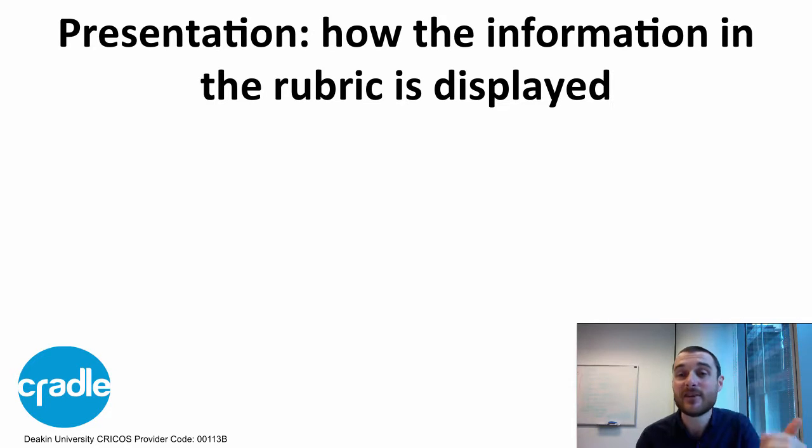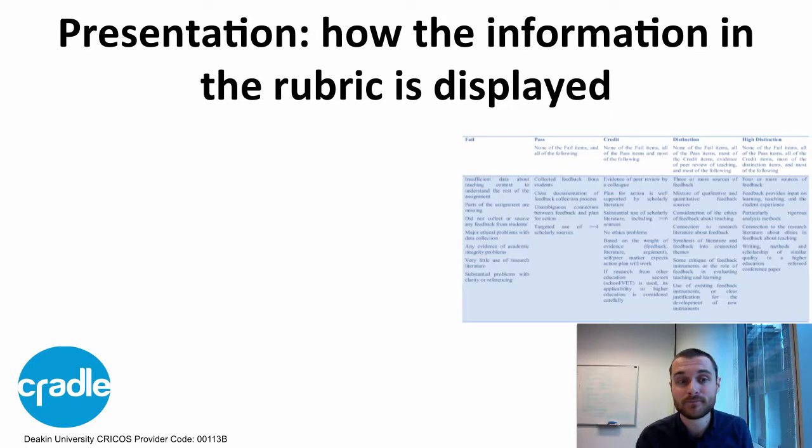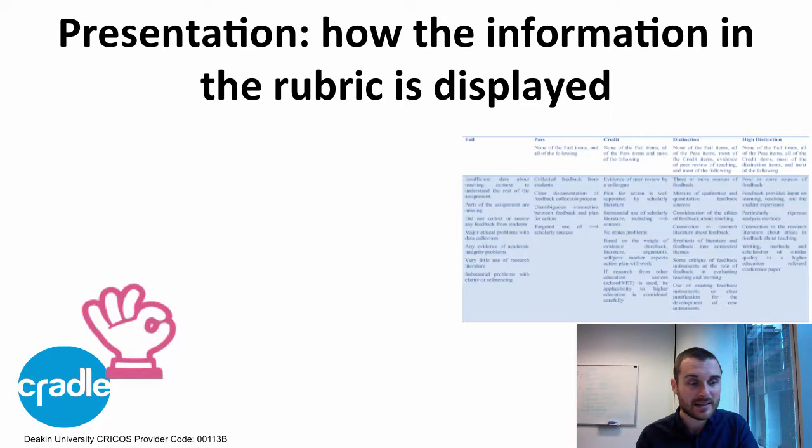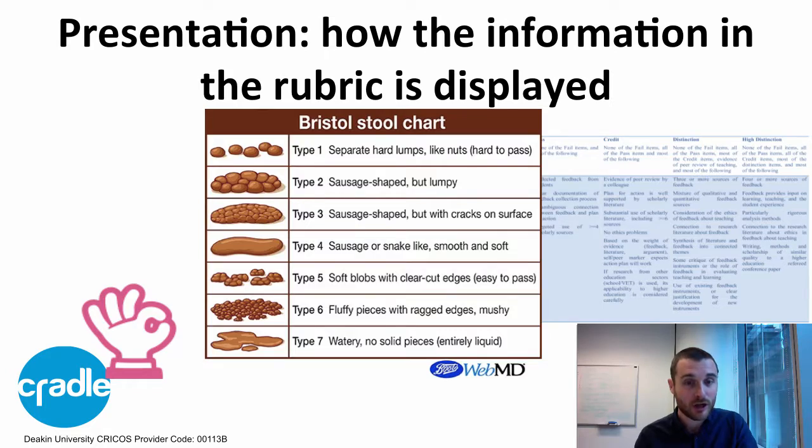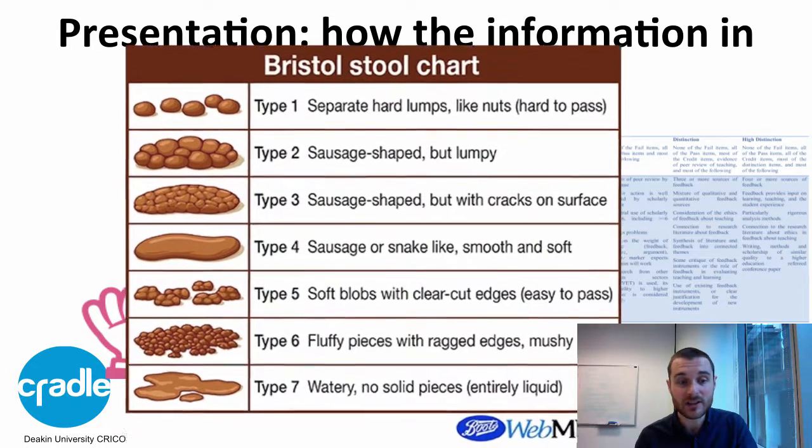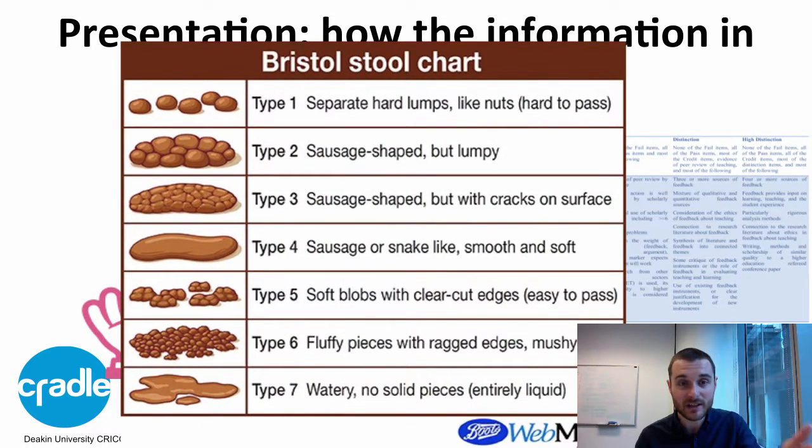Presentation, how the information in the rubric is displayed. That's a pretty standard looking rubric that I've used before. We talked about pictures before. You can even have mostly pictures. And I said I'd show you something that you've produced work like this before. That rubric there is used all over the place. My 4-year-old son can use that rubric to tell me what his feces look like.